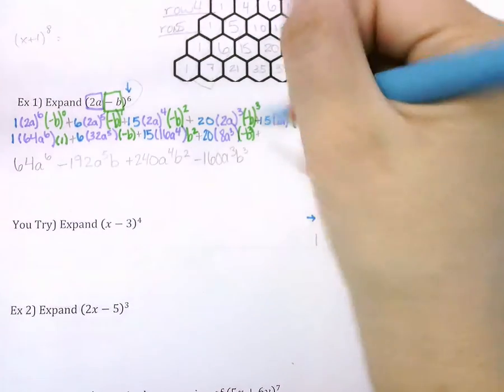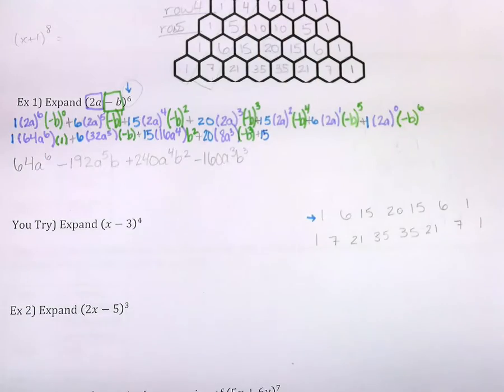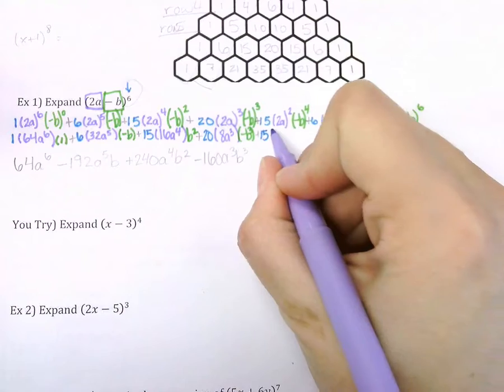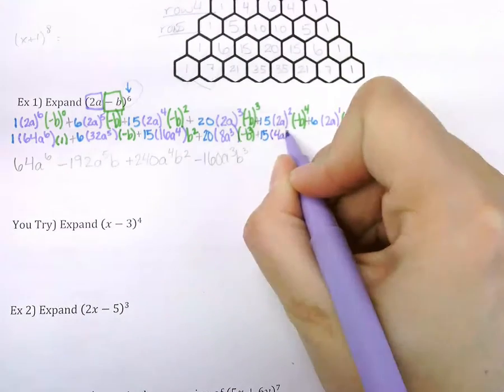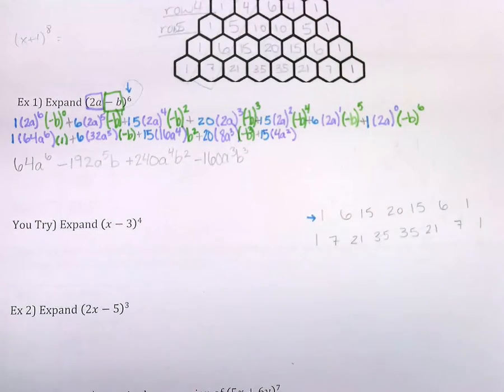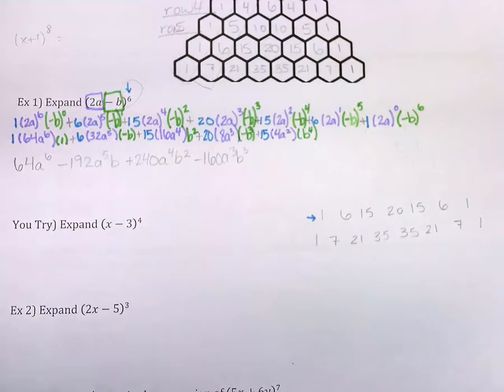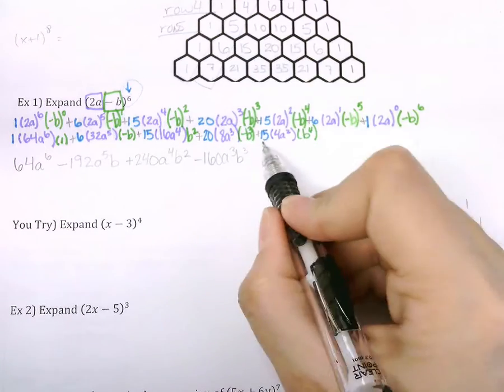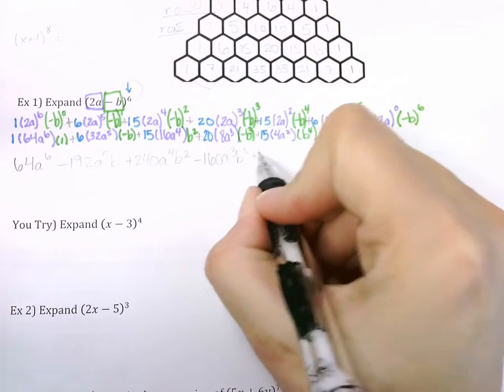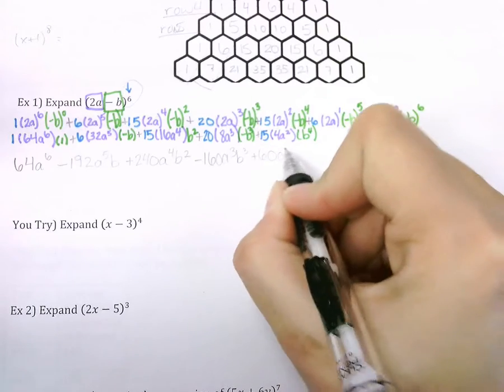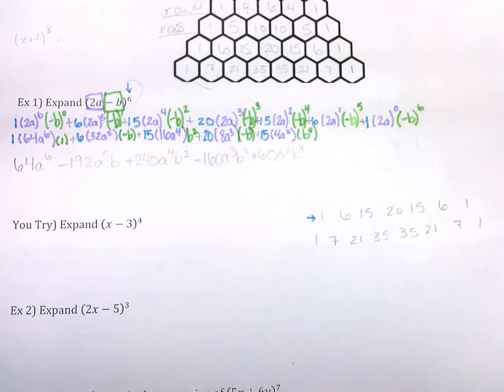Next term has a 15. We have a 2a squared, so 2a squared is what? 4a squared. And then negative b to the 4th, is that positive or negative? Positive. Then we just multiply 15 times 4, that's going to be 60a squared b to the 4th.